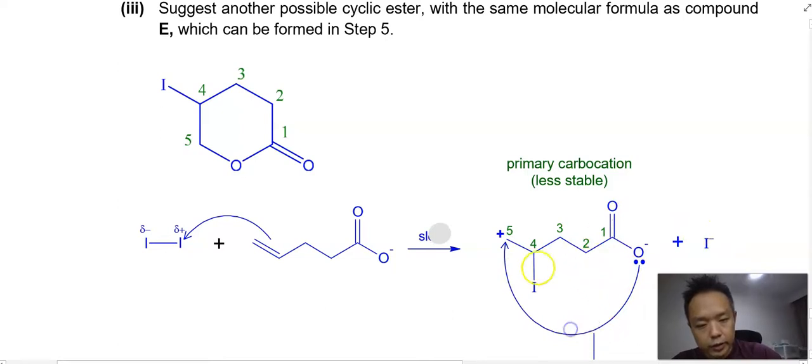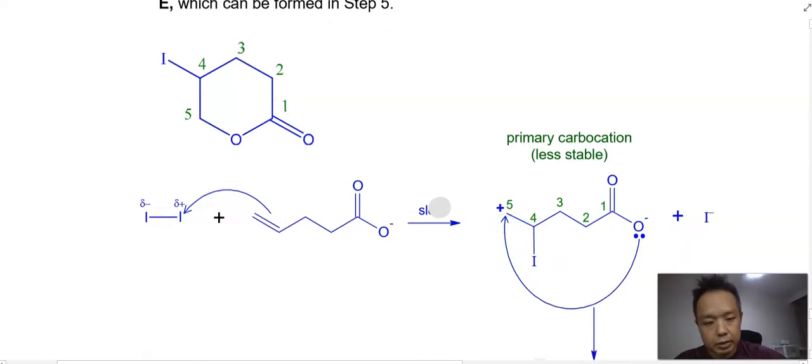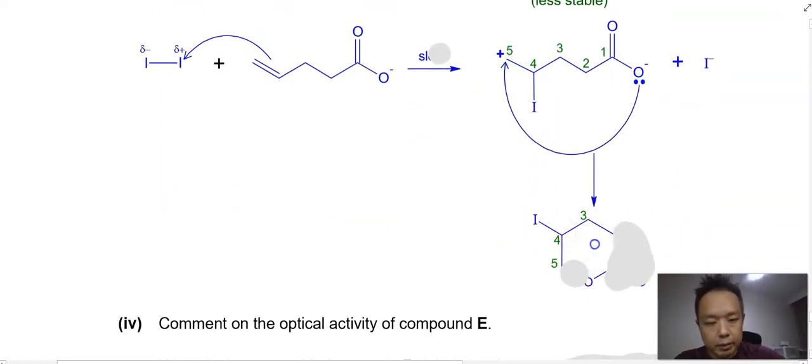Okay, so you can see over here, instead of adding I at the dominant position, now I have considered a primary carbocation which is less stable, with ring closing similar to earlier on, and that's how I get this compound.